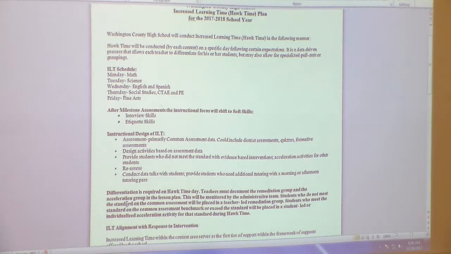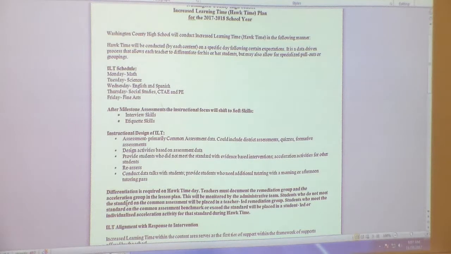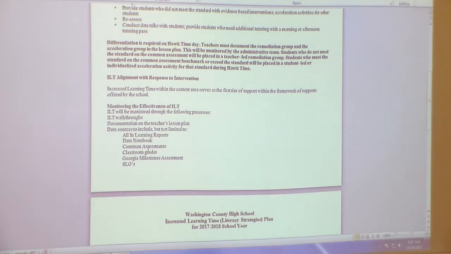But we got our HALT time, which is our extended learning time, and we go back to specific days because we look at our all-in learning data. And this is how we form our HALT time groups. So when we come around on these days, we expect to see some type of differentiated instruction going on based on what your all-in learning data tells you. And then we're still in our literacy initiative. Scroll down, please. I put it all on one page. Keep going, please.